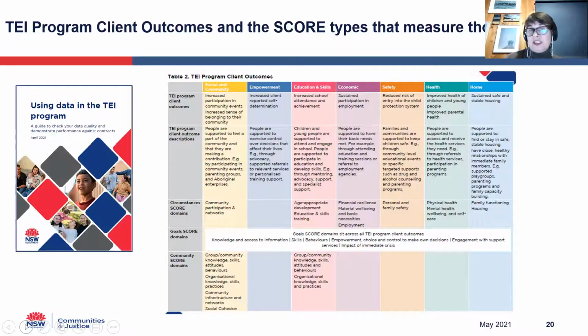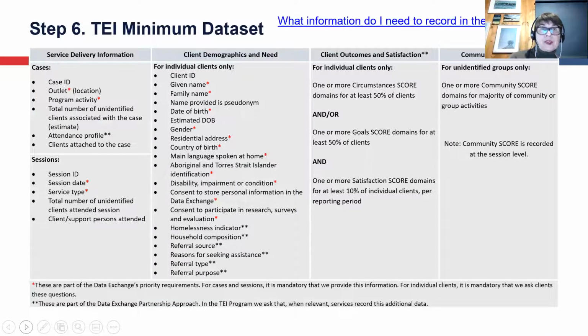If you have identified clients there, or it's an activity that has all identified clients, there's probably a number of goals. They're saying here that the goal scores sit across all the domains and that you would choose the most appropriate one or ones to measure. There is a minimum data set, and you can check off your reporting with your minimum data set, and it will be in the client demographic information.